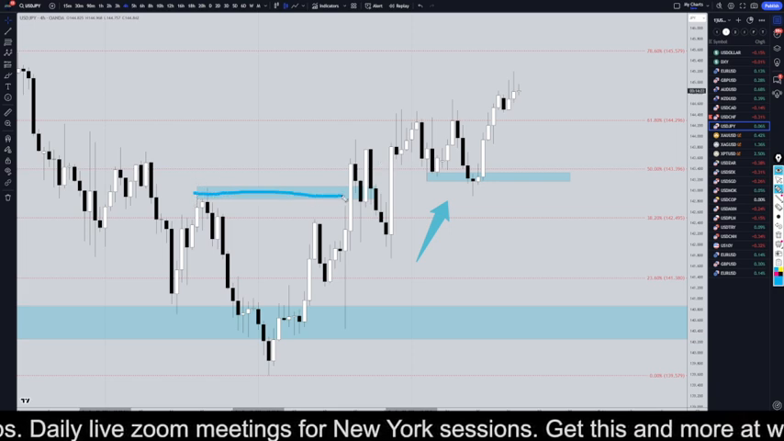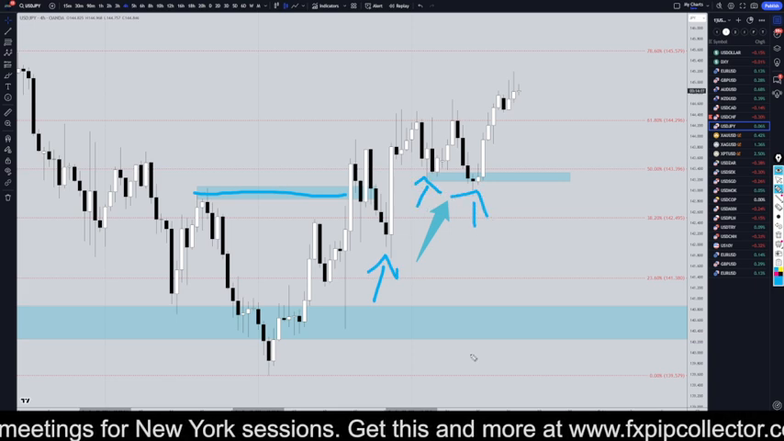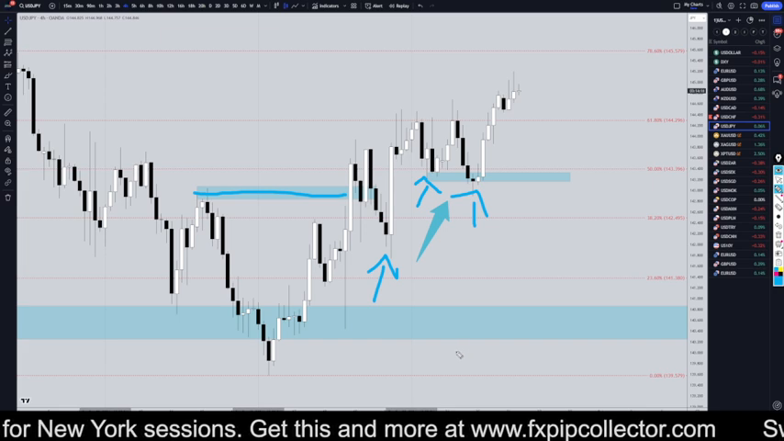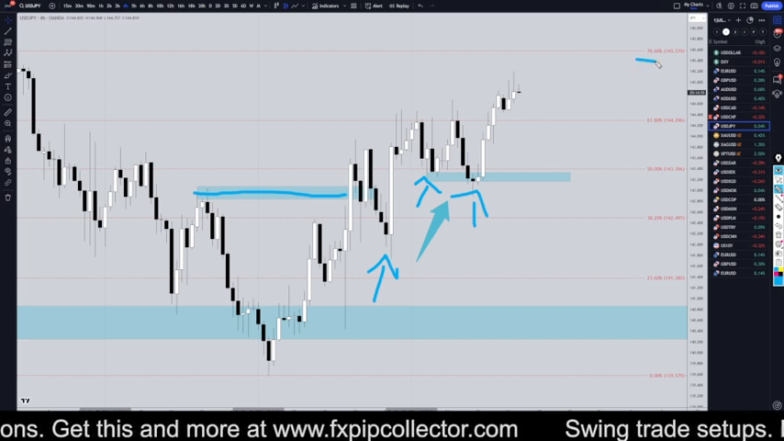Because ever since we broke structure, if you were trying to go long at the end of every single pullback over the last 2 weeks, you've definitely seen some very significant increases in your trading account. Now, the trend is definitely up. We're not at a Fibonacci level.